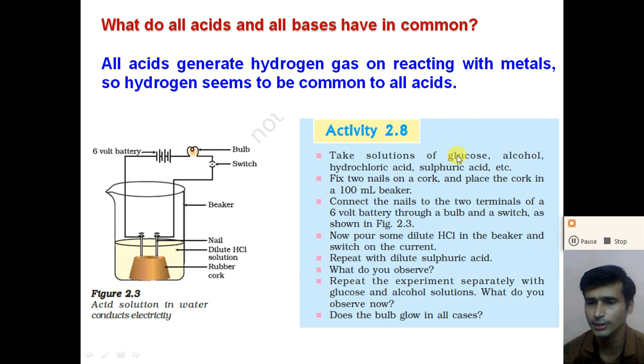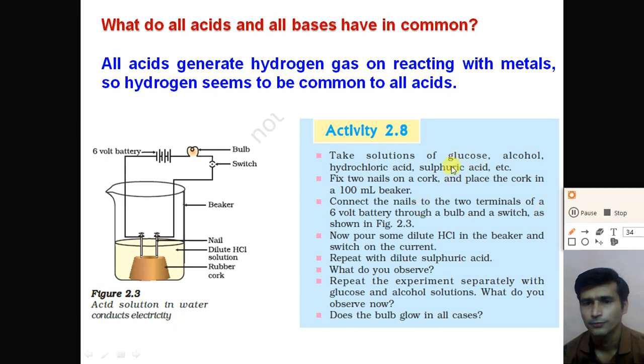To understand this, let us perform one activity. Activity number 2.8. Take solutions of glucose, alcohol, hydrochloric acid and sulfuric acid. Take these four solutions. First one is glucose, second one is alcohol, third one is hydrochloric acid, that is HCl, and fourth is sulfuric acid, that is H2SO4.